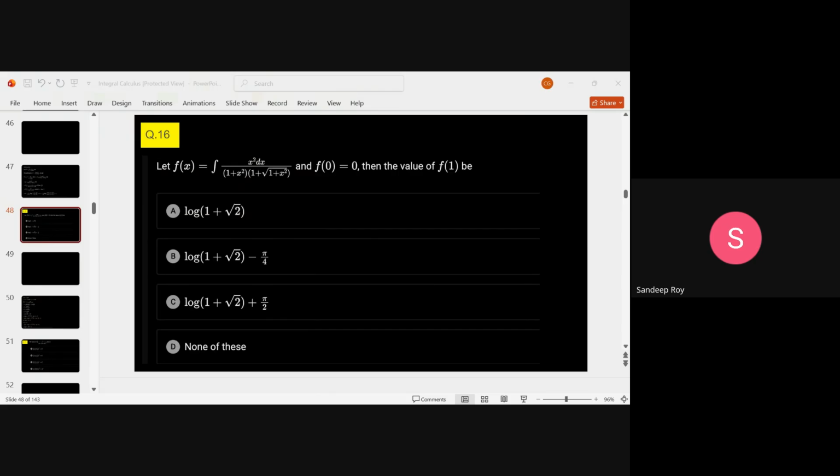Substitution: x you can take as tan theta. Let x is equal to tan theta. You'll get the value. So put x is equal to tan theta. Then the dx will be how much? Secant square theta d theta. So dx will be secant square theta into d theta. Now you substitute over here.